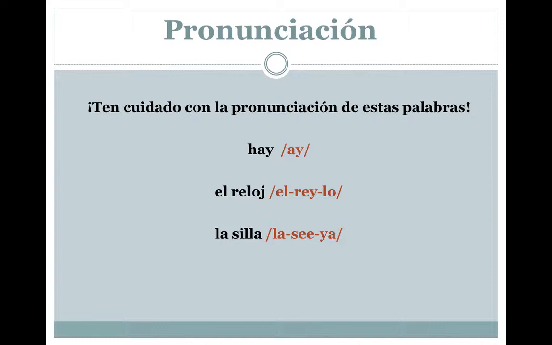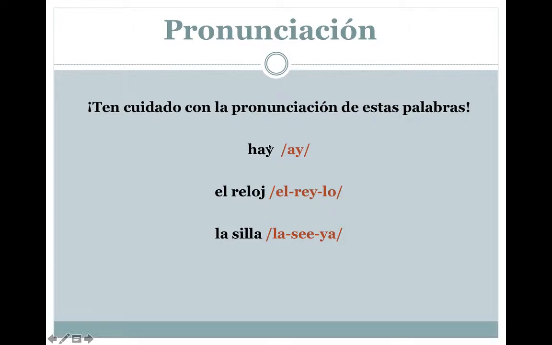Careful with your pronunciation of a few of these words. You have the word hay. This is not "hey." I always have students that want to say "hey." It looks like "hey." But remember, horses say hey. This is hay, H-A-Y. The H is silent in Spanish. That's why we don't say "hola," we say hola. So same thing. We don't say "hi." We say hay. Hay means there is or there are.